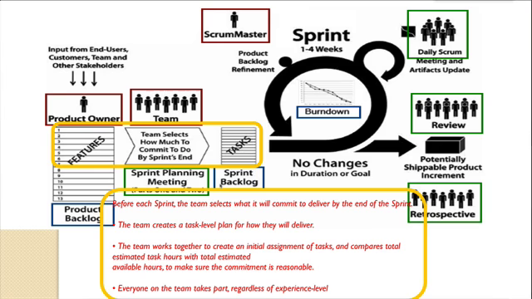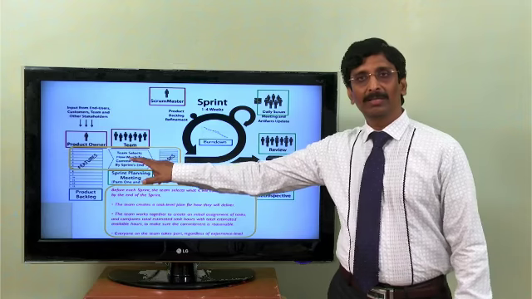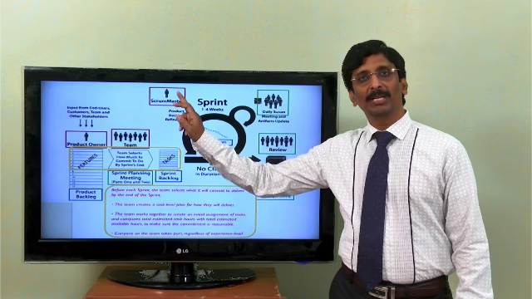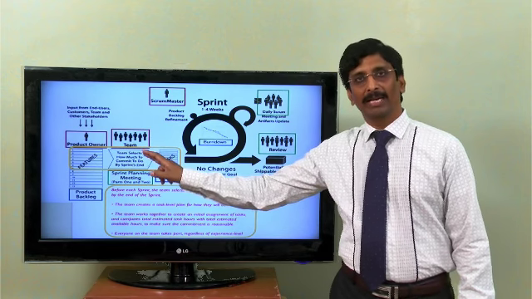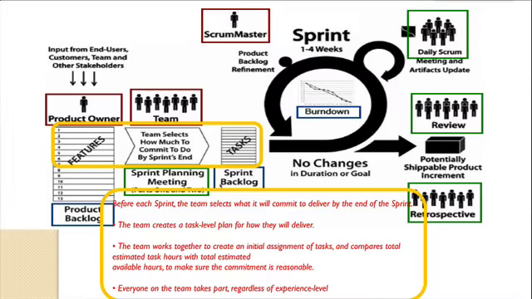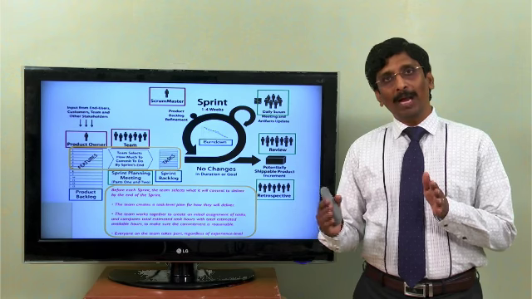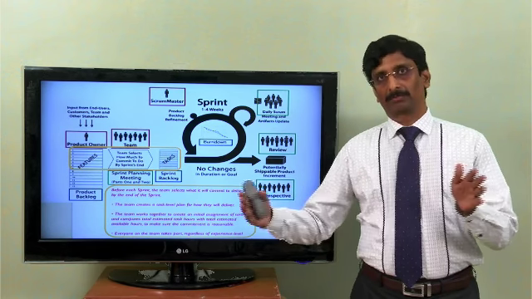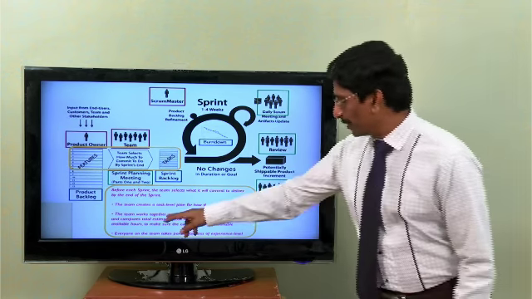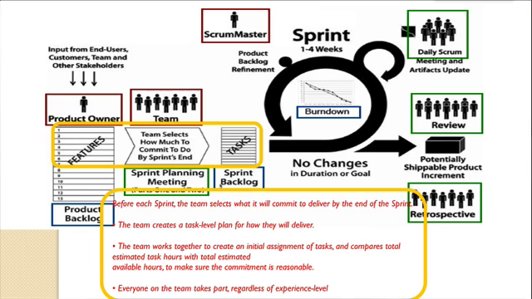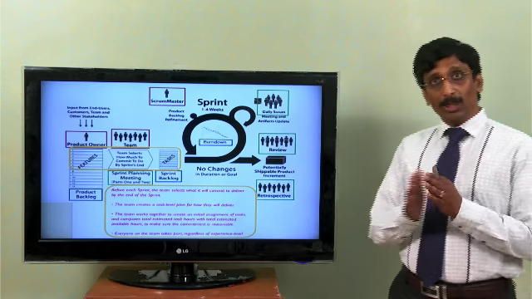Okay, now before each sprint, the team selects what it will commit to deliver by the end of the sprint. So as I discussed earlier, it is the responsibility of the team to commit what they will deliver by the end of that sprint. And the team creates a task level plan. So they break this down into various tasks and they also plan who will do what within that month. The team works together to create an individual assignment of tasks. It is again the responsibility of the team.